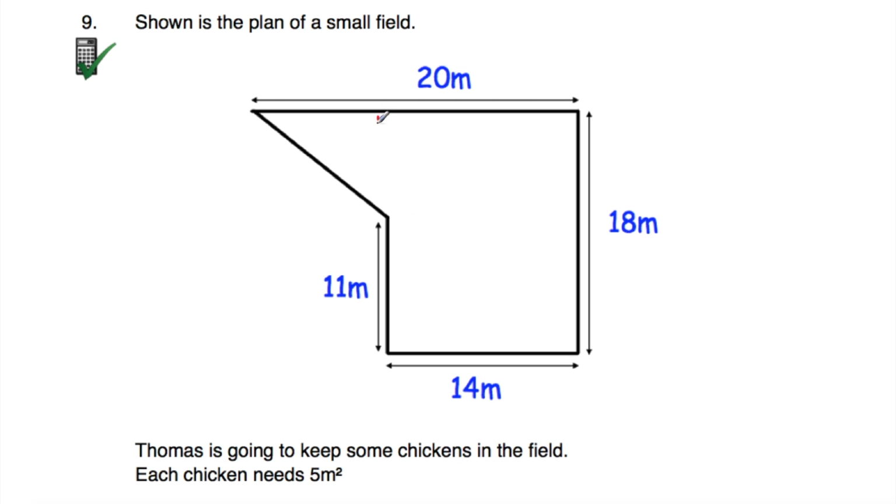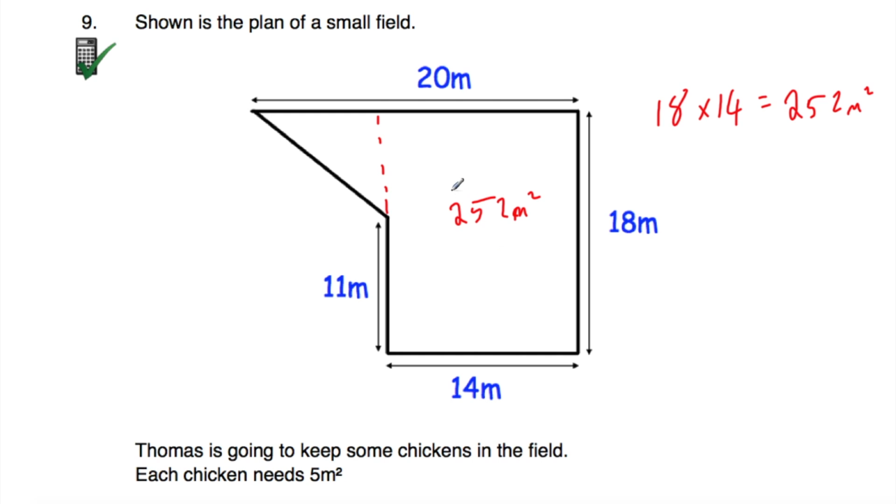I would actually cut it vertically. The reason I would cut it vertically is you've now got a rectangle here and a triangle, and they're just a wee bit easier to find the areas of. So in terms of this rectangle, it's 14 meters wide and 18 meters high. So if we do 18 multiplied by 14, that's the area of the rectangle. That's a calculator question, so that's really nice. 18 times 14 is equal to 252 meters squared.